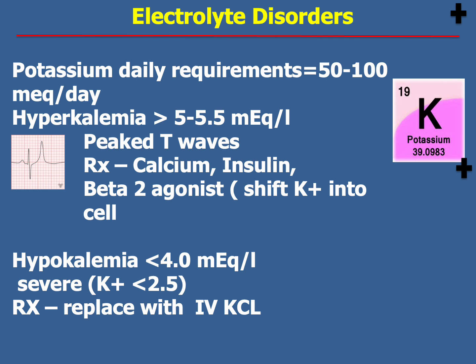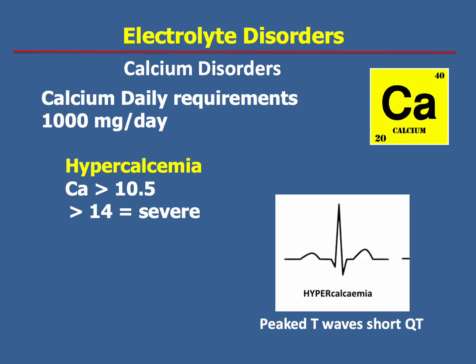Hypokalemia is defined as a potassium of less than 4.0 milliequivalents per liter, and severe hypokalemia is a potassium of less than 2.5, requiring intravenous potassium chloride. The daily requirement of calcium is 1,000 milligrams per day.